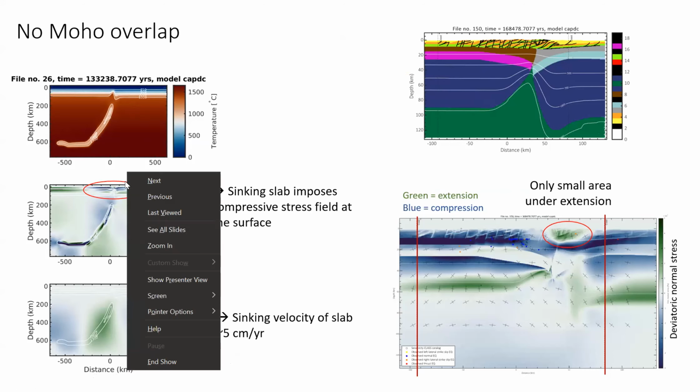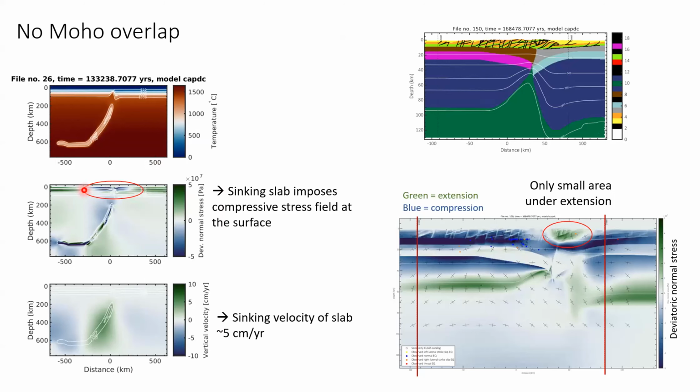First, what you can see in this left figure is the deviatoric normal stress, where blue is compression and green is extension. And as you can see here in the unzoomed figure, the sinking slab imposes a compressive stress field at the surface. And here I show the sinking velocity of the slab, which is around 5 centimeters per year.